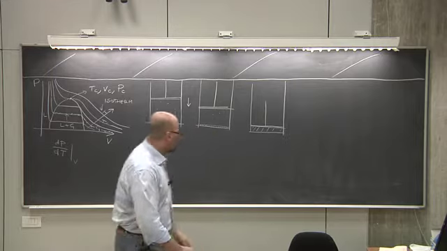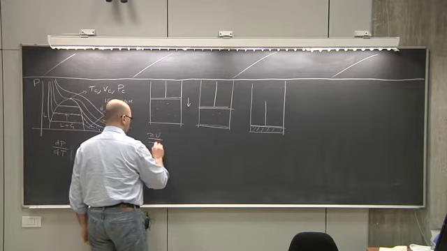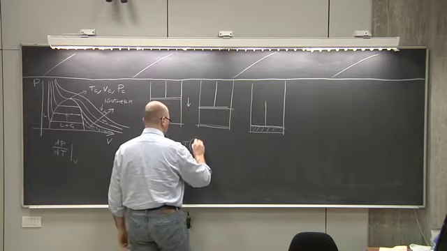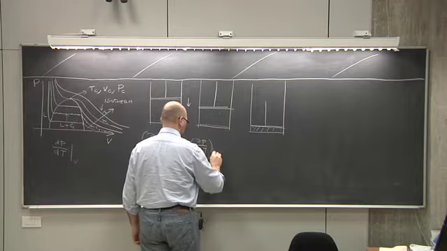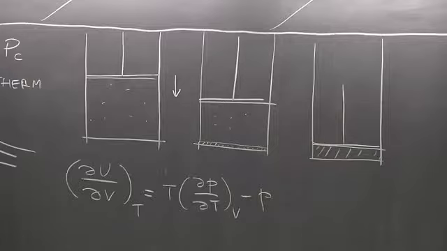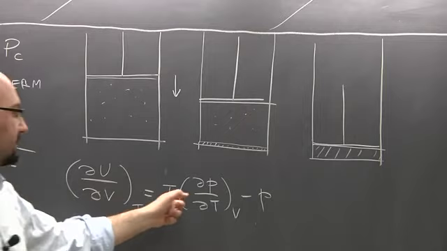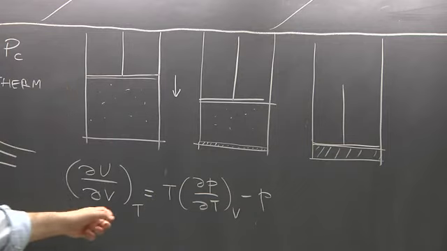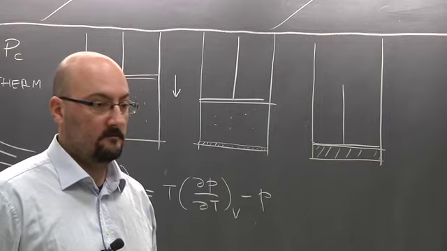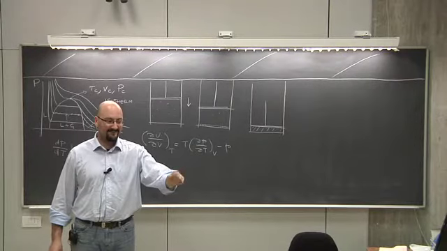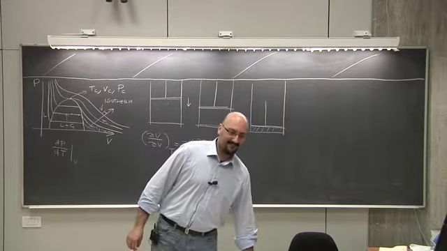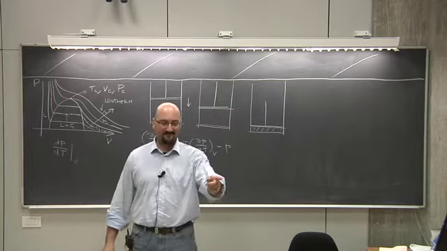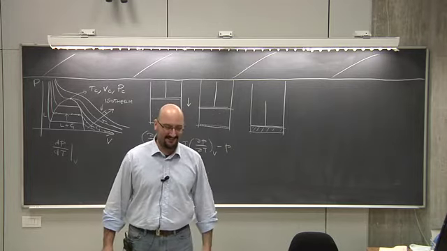Okay, so let's consider the equation. Let me copy it right. dU/dV, U being the internal energy, is T (dP/dT) at constant volume minus P. Do you remember how we got this equation? How did we get it? From the first law.